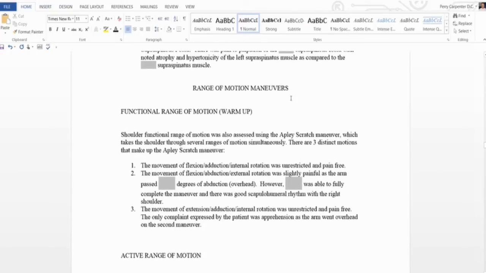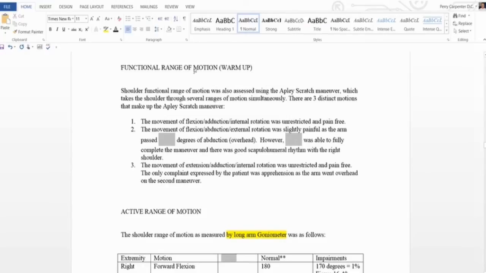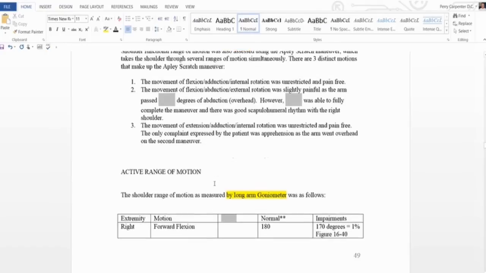We then get into our range of motion maneuvers, and we take the examinee first through a warm-up procedure, just as is described with regards to the spine. And so a beautiful warm-up procedure is the Apley scratch maneuver, which takes the shoulder basically through every possible range of motion to get it loosened up, to get it freed up, and to get the examinee warmed up as is required by the AMA guides. So then we describe our findings on what the examinee does not consider to be formal examination maneuvers, but simply warm-up maneuvers, and we describe our findings in this section.